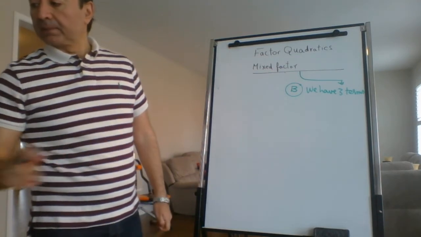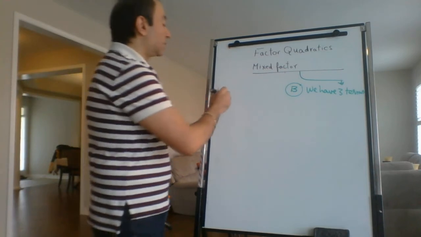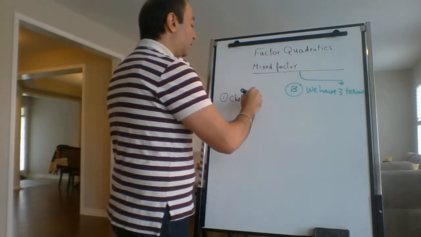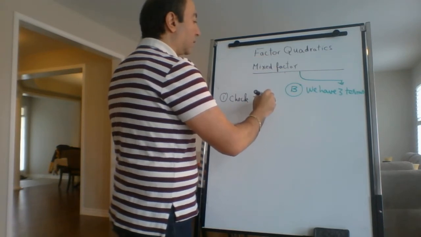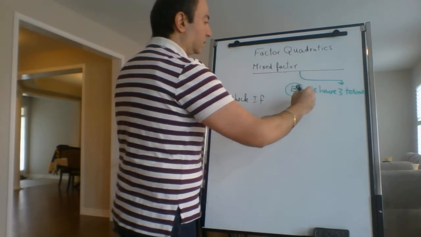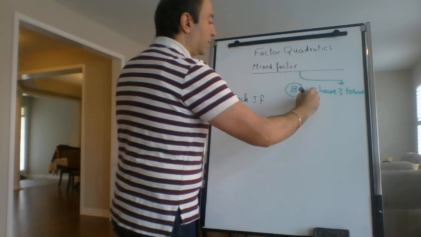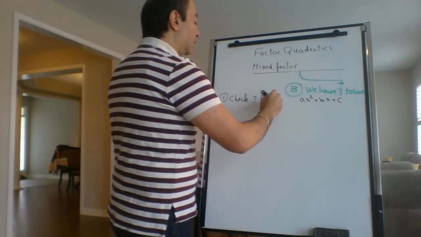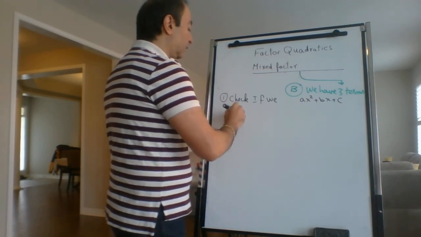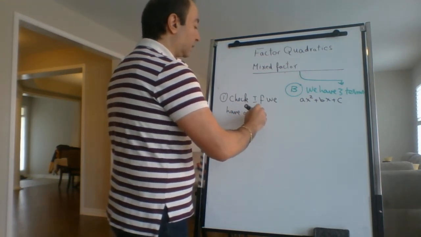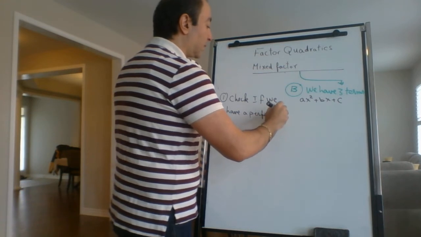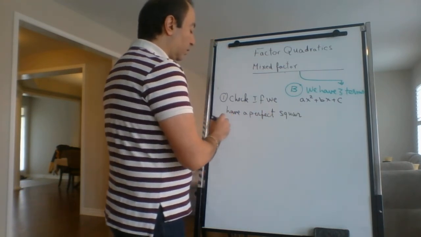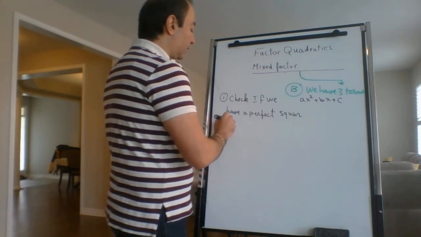So the first thing we need to check is if the three terms are in the form of ax squared plus bx plus c. If we have a perfect square. What's a perfect square? Three conditions. A is a perfect square.